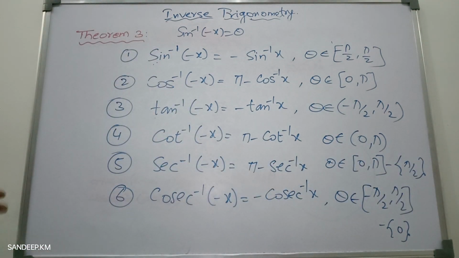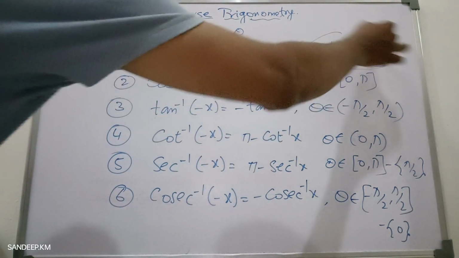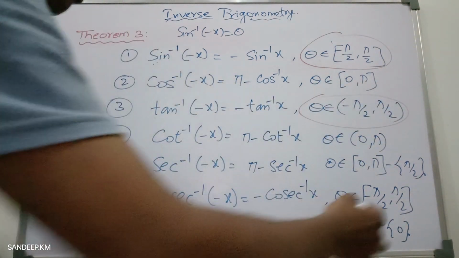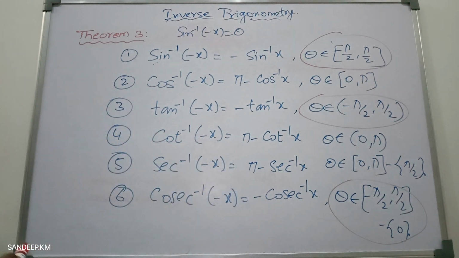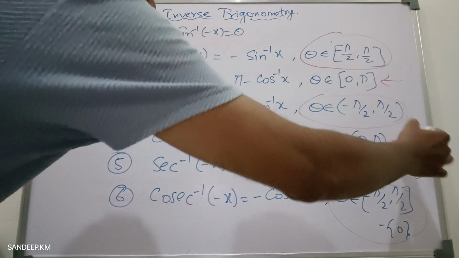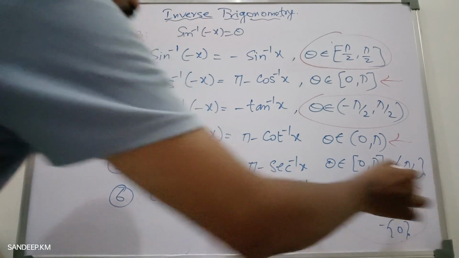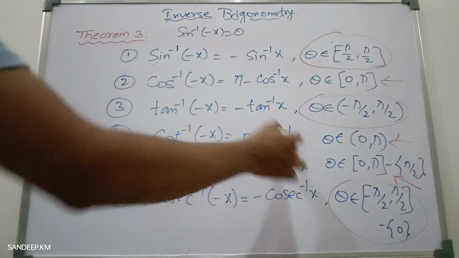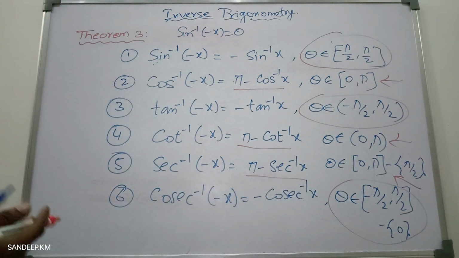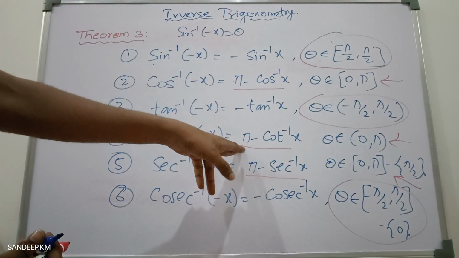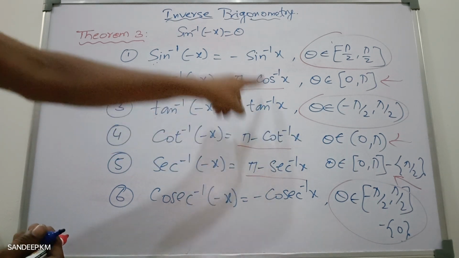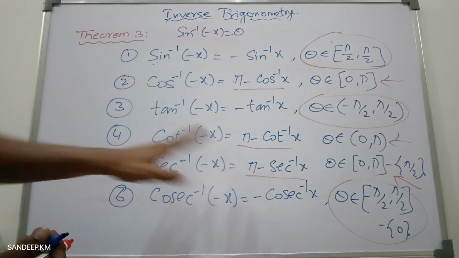So are you observing that similarity? Wherever theta is between minus pi by 2 and plus pi by 2, I got only minus. And wherever theta is between 0 to pi, I got pi minus. Is it easy to remember? I hope you understand this. It's very easy to remember. And this is the reason why we get pi minus for these three, and this is the reason why we get only minus for these three. You will understand that in the proof.